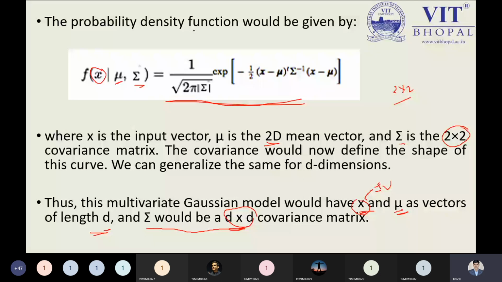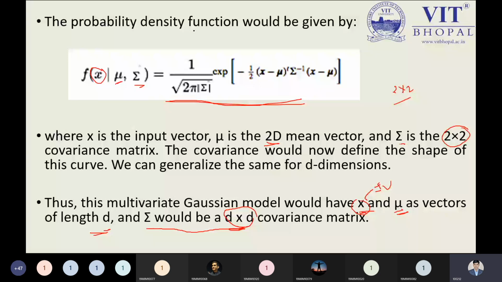The covariance now defines the shape of the curve. We are using the covariance matrix, and through this approach we are making the bell-curved shape of our distribution, and that is the point we need to keep in mind. And the multivariate Gaussian model is saying to us, suppose you are looking for a 4 by 4 Gaussian model.